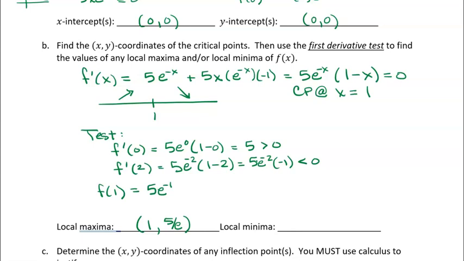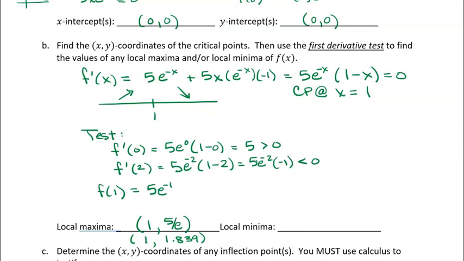Now, because I know I'm going to have to graph it eventually, it would probably be easier to graph if I have a decimal approximation of the y-coordinate. So if I put that in my calculator, I get 1.839. So I would need my calculator for this one, because I don't know what 5 over e is off the top of my head.